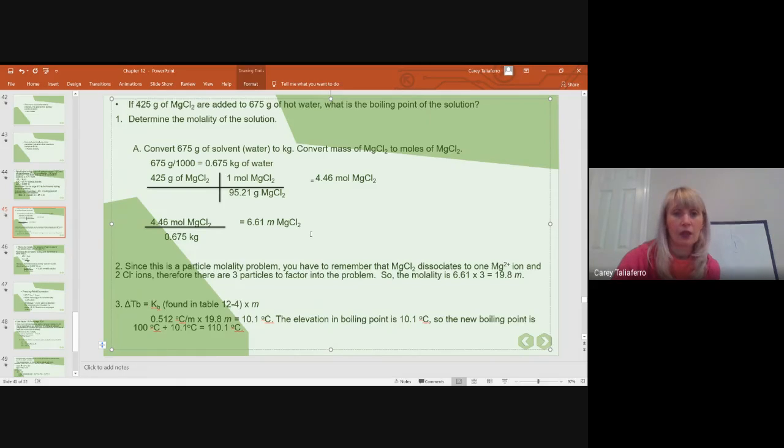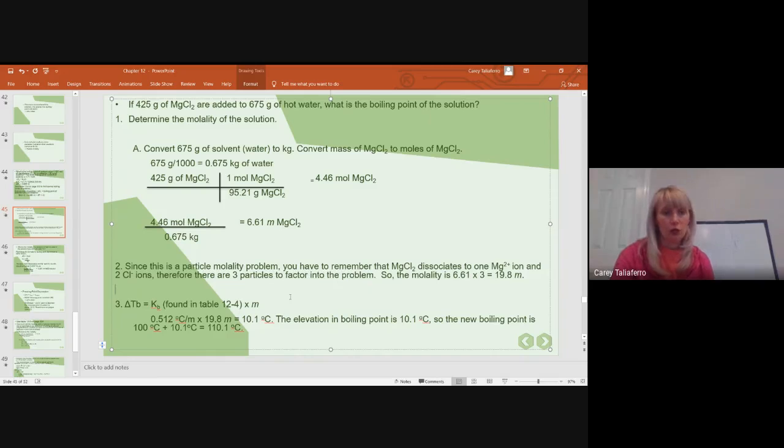Well, that's great. But that's magnesium chloride, not magnesium ions and chloride ions. So what I actually have to do, because of that particle molality situation, keep in mind that there are 3 particles to factor into the problem. 1 magnesium ion, 2 chloride ions. So the molality that I have to use in my problem is 6.61 times 3, or 19.8 molal. That's what I have to use in my ΔT_b calculation.